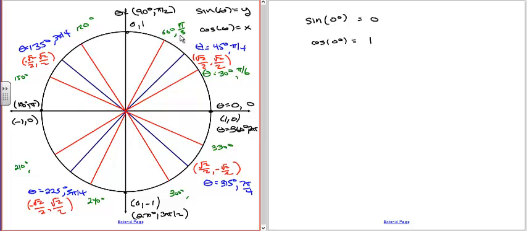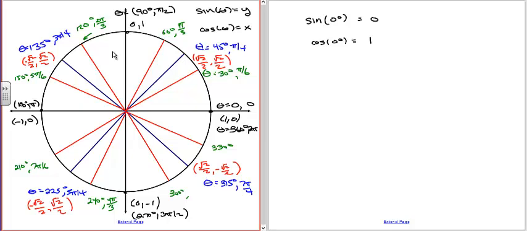Now, as far as the other ones, you go 1/6, 2/6, 3/6, 4/6. 4/6 is 2/3, so you get 2 pi over 3 for this one. Then 5/6, 5 pi over 6, 6 pi over 6, which is 6 over 6 is 1. Then you get 7 pi over 6. You'll get 8 pi over 6, but 8 over 6 is 4 over 3, so you get 4 pi over 3.